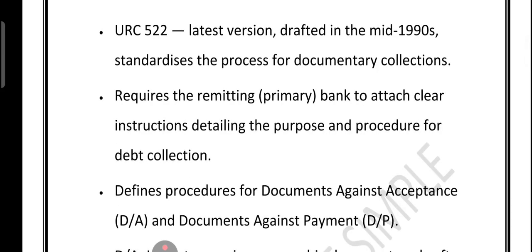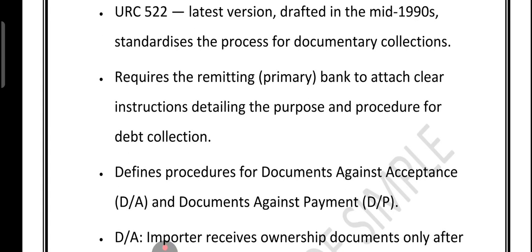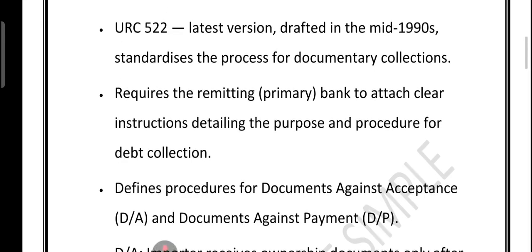So one key rule is about the remitting bank, that is the bank sending the document. The remitting bank must include clear instruction about why the collection is being made and how it should be processed, right. That is a very very important point, that the remitting bank, which means the bank sending the document, must include clear instruction why the collection is being made and how it should be processed.